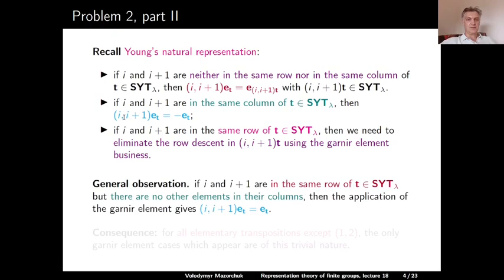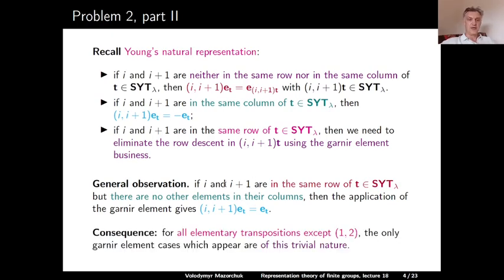A general observation: if i and i plus 1 are in the same row of some standard Young tableau, but there are no other elements in the corresponding columns, then the application of the Garnir procedure to the outcome of e_T under the transposition of i and i plus 1 is simply e_T, because the Garnir element is then trivial. It consists of the identity and then minus the transposition of i and i plus 1. So this is a very easy case.